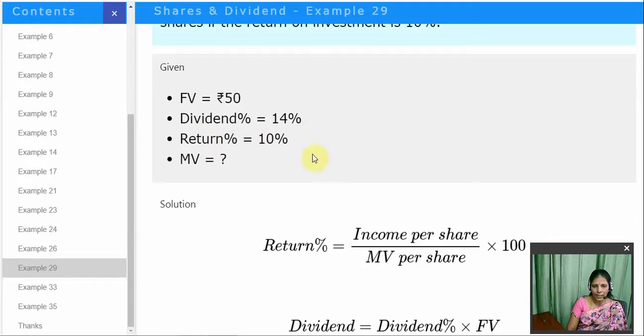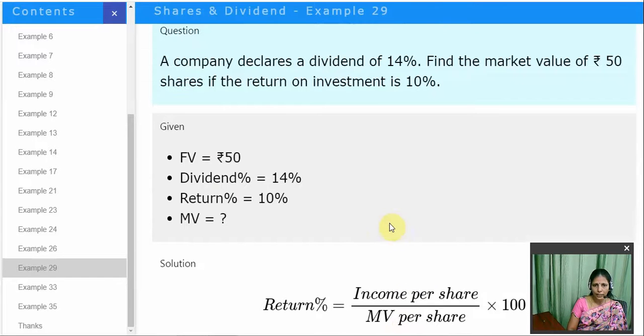As the return percentage is given, we are using this formula. Right? This is quite an easy sum. Now we will go into the next sum.